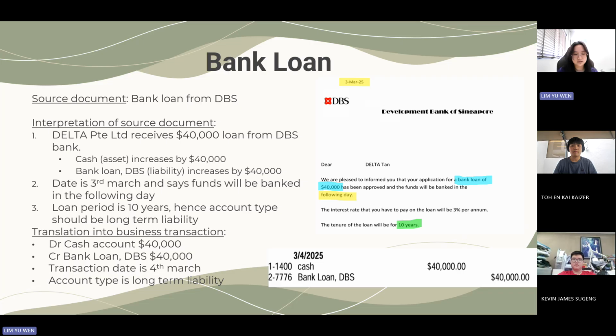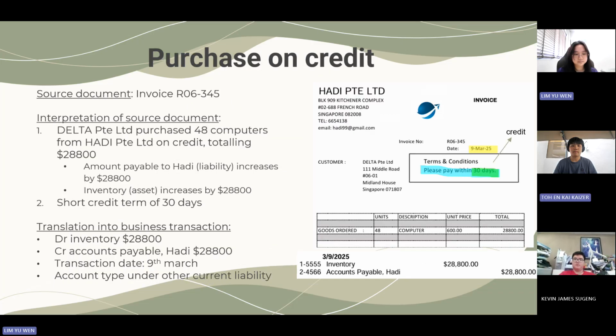Moving on to the next transaction, a credit purchase made a few days later. On the 9th of March, our company bought 48 computers from our supplier Hadi with a total value of $28,800. The invoice says, please pay within 30 days, which means this is a credit purchase, so it increases both our inventory and liability to the supplier. Because the credit term is short, we recorded it under other current liabilities, and the journal entry in ABSS debits inventory and credits account payable Hadi for $28,800.